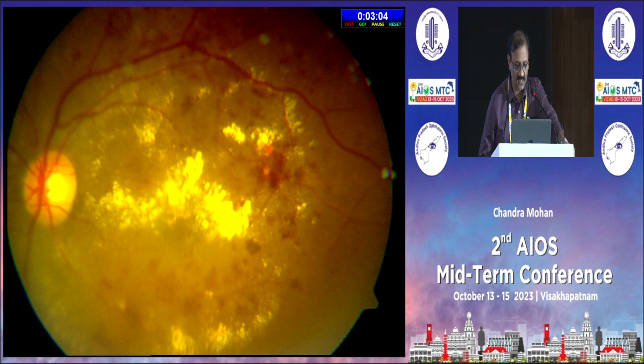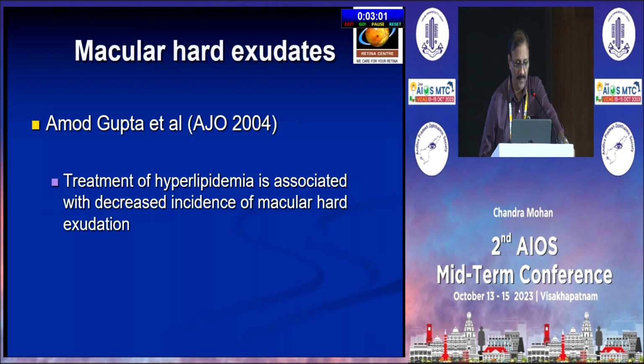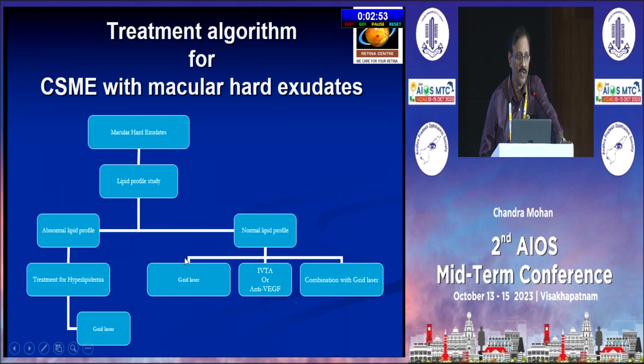This is another case of severe exudative maculopathy. Dr. Amod Gupta sir and et al. have found that treatment of hyperlipidemia has a decreased incidence of macular hard exudates. So what do you do if you have macular hard exudates? If you have a lot of macular hard exudates, do a lipid profile.